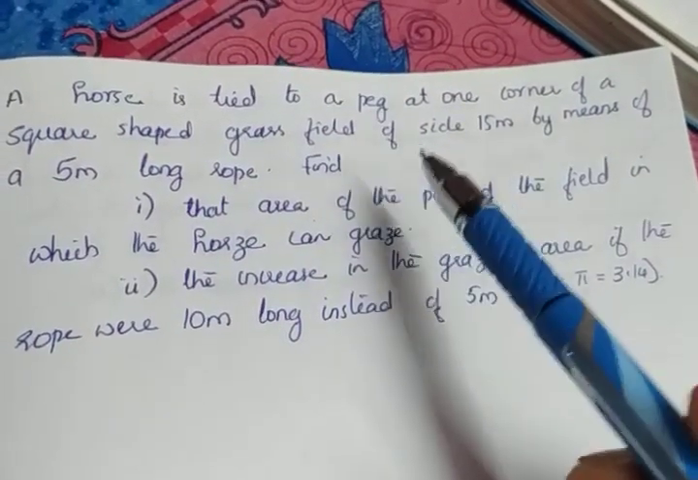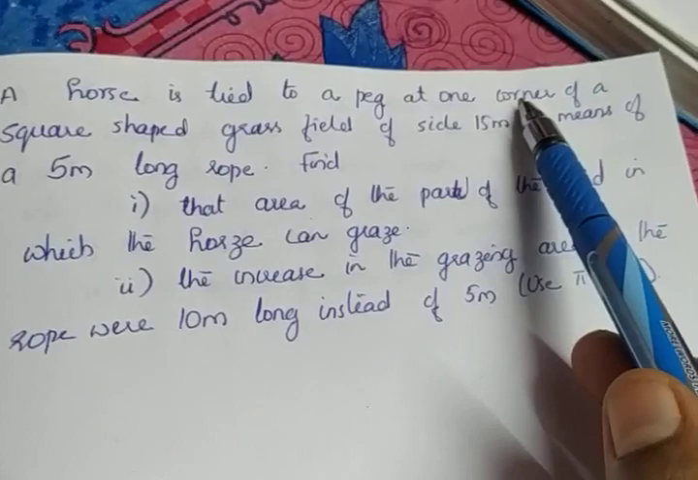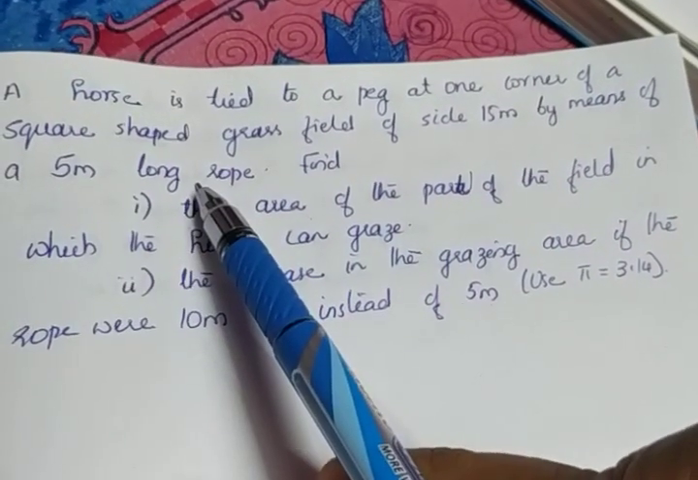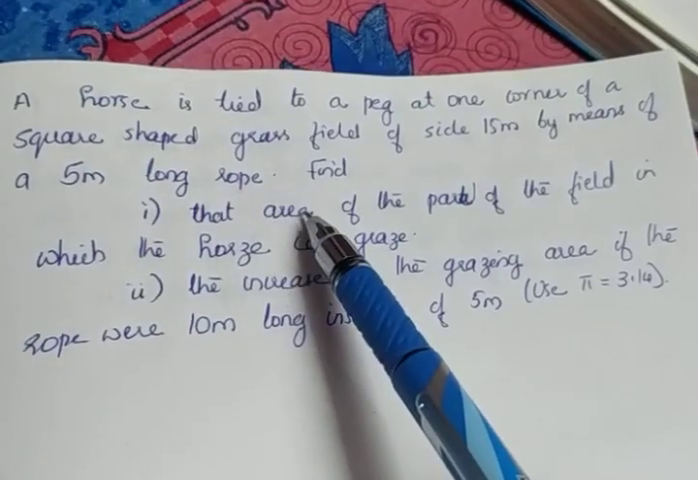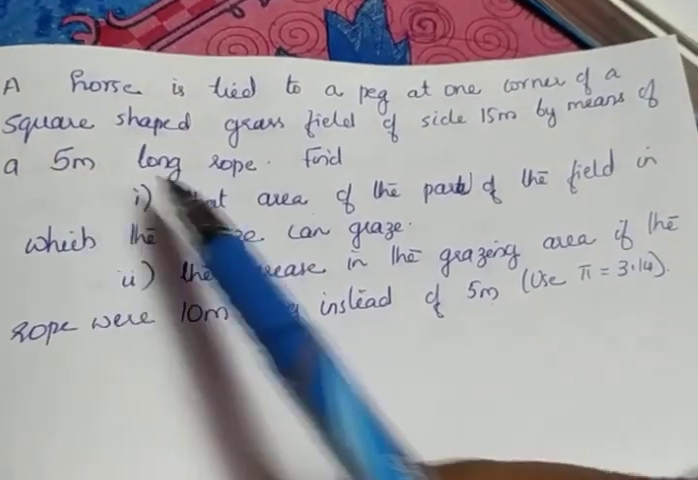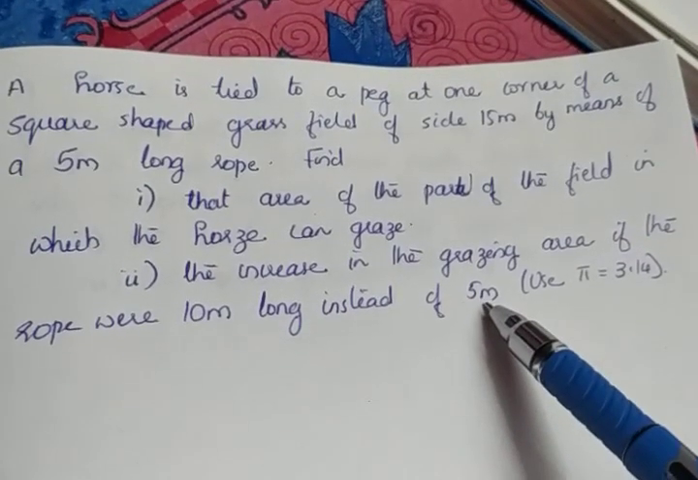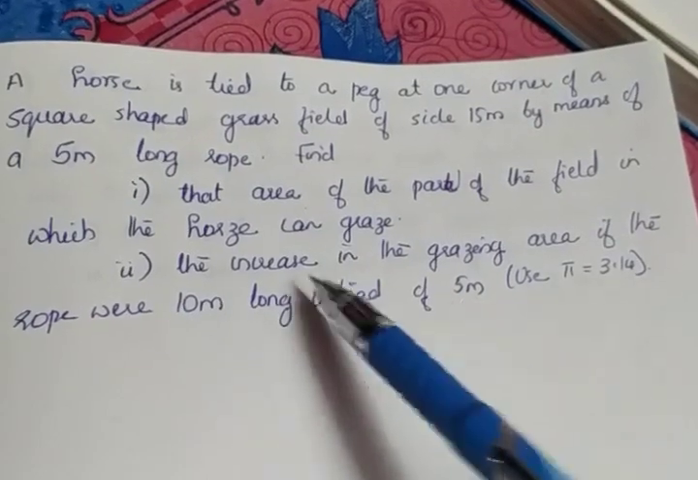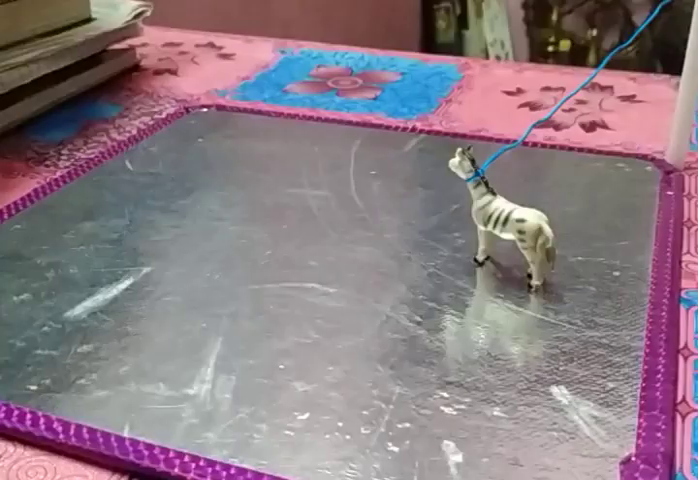So there is a horse tied to the peg. Peg means a stand. And it is tied to one corner of a square-shaped field. And the length of the rope with which the horse is tied is 5 meter. We have to find the area that the horse can graze. And in the second question, instead of 5 meter, if it is a 10 meter long rope, we have to find the increase in grazing area. It's not the area, we have to find the increase in the grazing area.